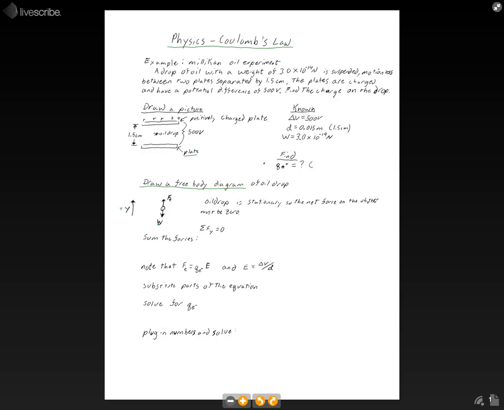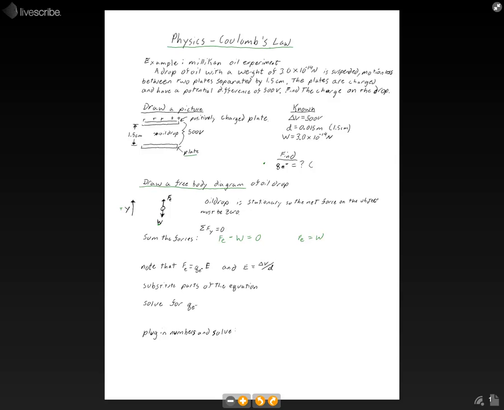For this, we know the net force on the oil drop is 0. And with that, we can go ahead and sum the forces that are in the y direction. When you sum the forces in the y, you end up with F sub E minus W is equal to 0. And what this basically allows you to prove is that F sub E is equal to W, meaning your electric force is equal to your weight.